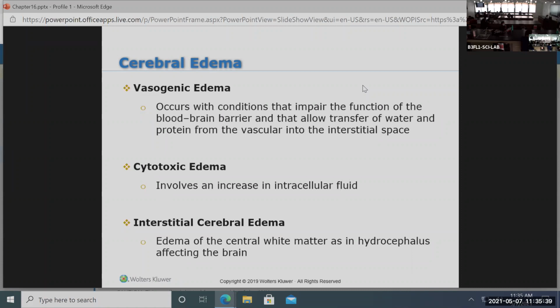Okay, next one is called cytotoxic, which involves an increase in intracellular fluid. In between, the fluid is accumulated. That's called cytotoxic. Now we do have interstitial cerebral edema, edema of the cerebral white matter, as in hydrocephalus, affecting the brain.